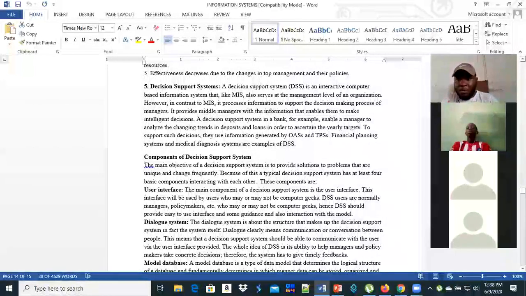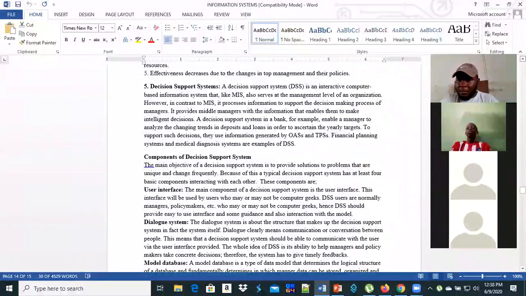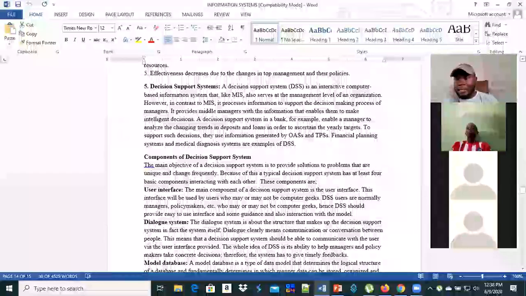So a decision support system in a bank, for example, enables a manager to analyze the changing trends in deposits and loans in order to ascertain the yearly targets. To support such decisions, they use information generated by the office automation system and transaction processing system. Financial planning systems and medical diagnosis systems are examples of decision support systems.